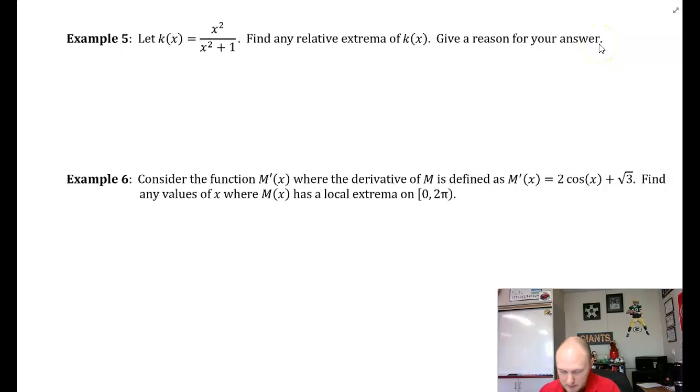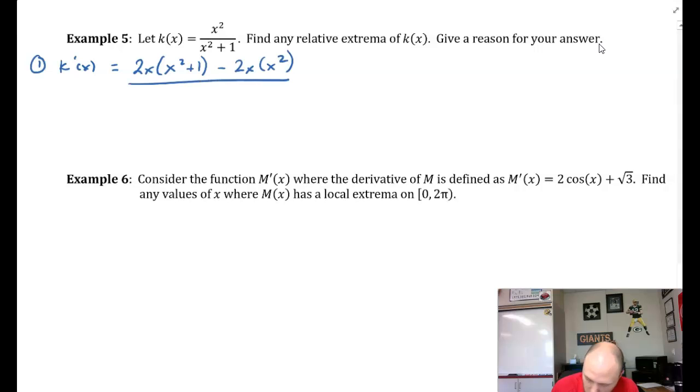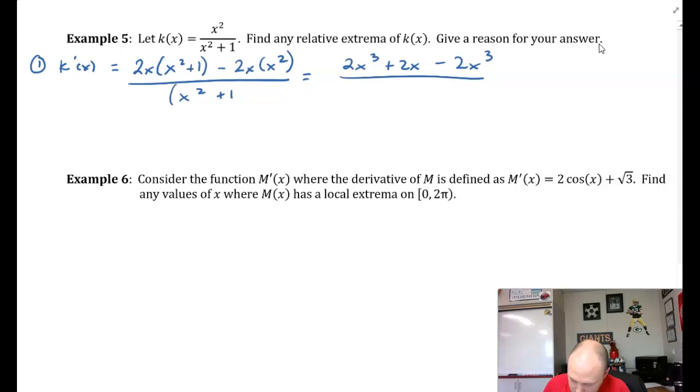Okay, so again, step number 1, what we need to do is find k prime of x. So we're going to differentiate this, and I'm going to use the quotient rule. We have 2x times x squared plus 1 minus 2x times x squared all over x squared plus 1, squared. And there's a lot going on here, so I'm going to simplify this just to hopefully make our lives a little bit easier, and it looks like it does. I'm going to have some terms cancel. Don't forget your denominator's squared. That's one of the hardest parts for me, man. I always seem to forget that or leave that out.